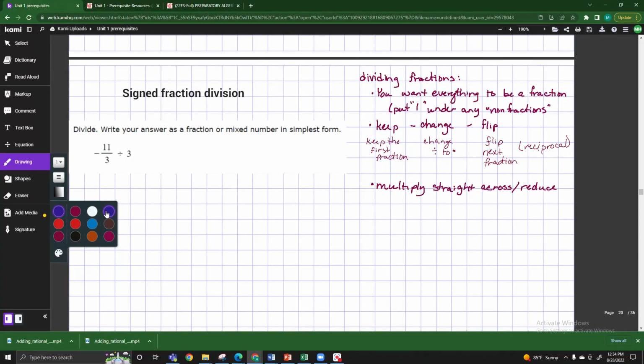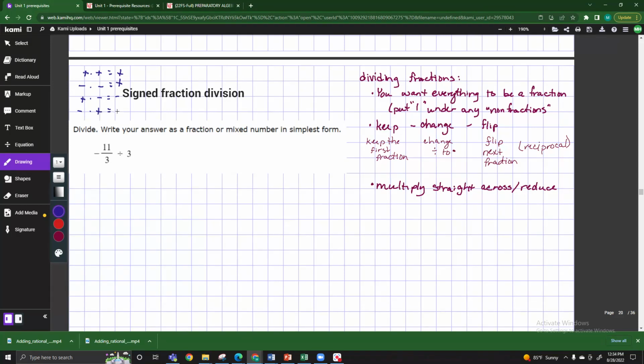All right, so signed fraction division follows the same rules as fraction division. The only thing is we're going to have to watch the signs. Remember, division is the same thing as multiplying, so if it's the same sign, positive divided by positive is going to be a positive, negative times negative, those are the same sign, gives you positive. And if they're mixed signs, you're going to end up with a negative.